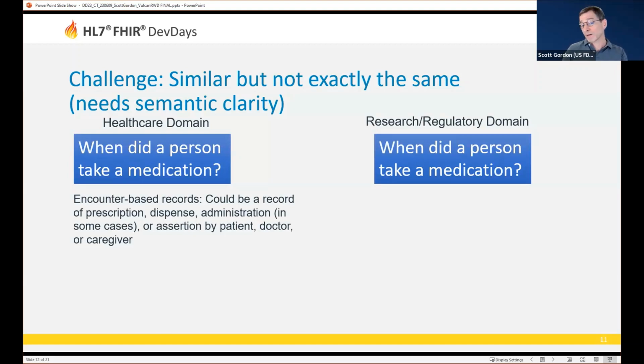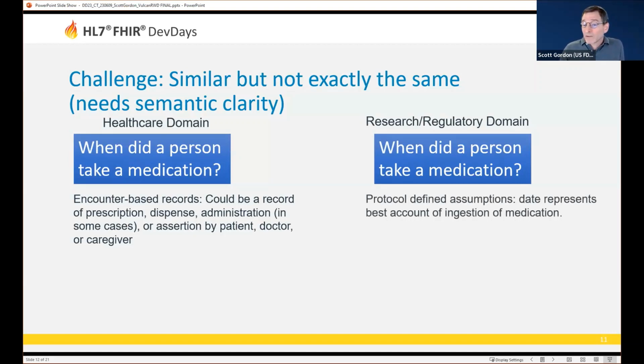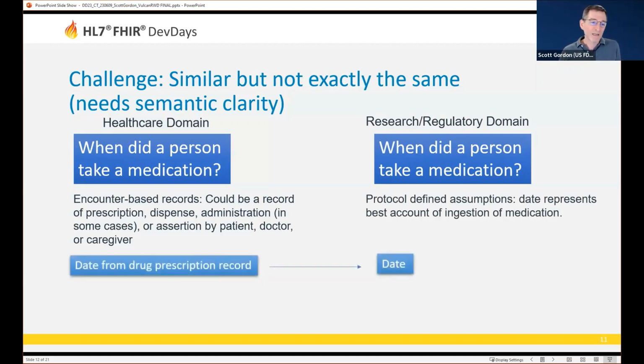It could be a prescription of a medication. The record could be a prescription. It could be a dispense by a pharmacy. It could be an administration in inpatient settings, or an assertion, a statement, by a patient, a doctor, a caregiver: I take this drug and I've taken it over these months and years. In the clinical research world, it is very much defined what a date of a medication being taken means, and there's much more sense of a surety of that medication being taken.